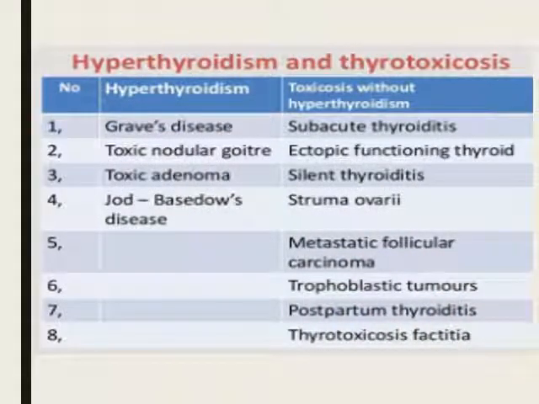This slide will differentiate between the causes of hyperthyroidism and thyrotoxicosis. Hyperthyroidism, as I already mentioned, is the result of increased thyroid hormone synthesis within the thyroid gland. The most important cause is Graves' disease. This is a diffuse enlargement of the thyroid gland and usually the underlying cause is autoimmune. It is associated with other autoimmune disorders. Then toxic nodular goiter, also known as Plummer's disease. Toxic adenoma, when only a single adenoma is present, and sometimes Jod-Basedow disease.